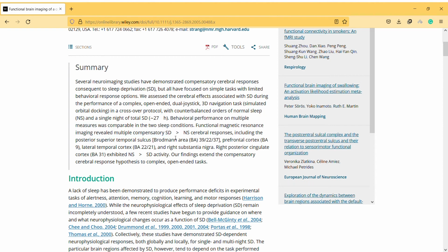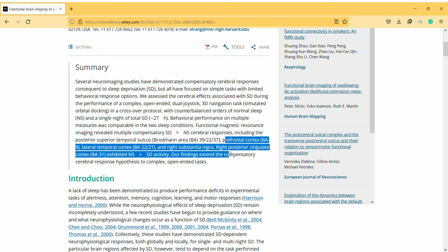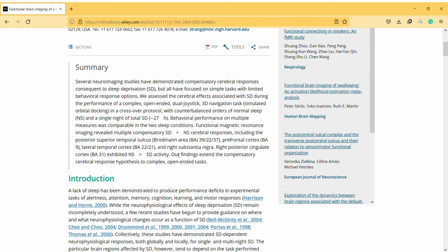cerebral responses during sleep deprivation that were more than in normal sleep, including the posterior superior temporal area, prefrontal cortex and other cortex. And so our findings extend the compensatory cerebral response hypothesis to complex open-ended tasks.